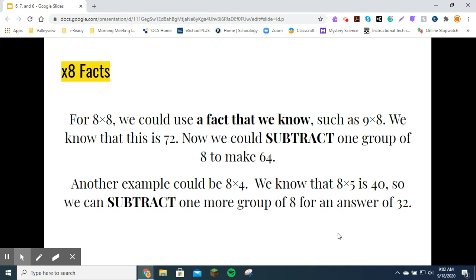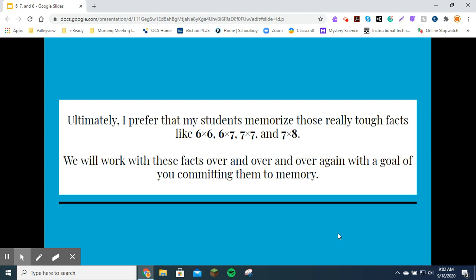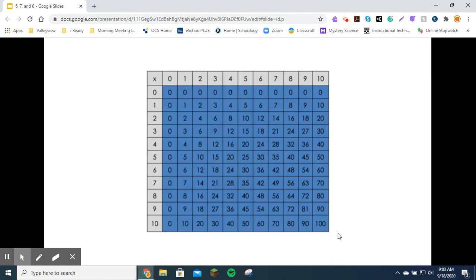So hopefully those have given you a little bit more tools and techniques to do your 6s, your 7s, and your 8s. Here's what I suggest. Sometimes with math facts like these, just straight up memorization is going to help you the most. In this case, I encourage students to memorize your 6 times 6, your 6 times 7, your 7 times 7, and 7 times 8. Those are the ones that really give kids problems. So just try to go ahead and straight up memorize those, so when you see them, you automatically know what the answer is going to be.